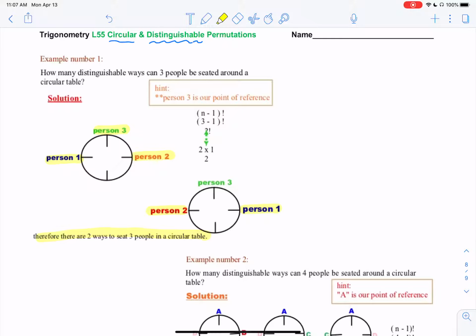Now that would be fine to draw out examples if we only have a couple of people sitting down, but if we have more than, say, 5 people, it becomes rather tedious to write that all out. So the formula that you need to focus in on for this is that we take our normal factorial, that's the exclamation at the end, and we subtract 1. So in this case, if there are 3 people, we would take 3 minus 1, get 2, and do 2 factorial. All right, so that is the shortcut formula for it.